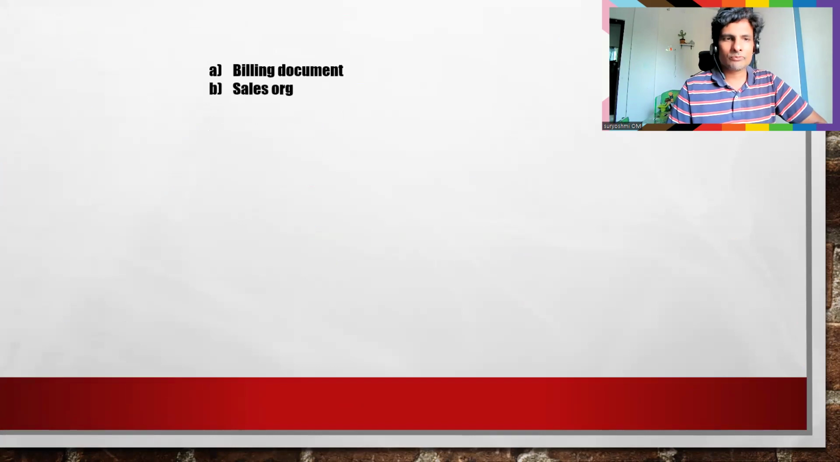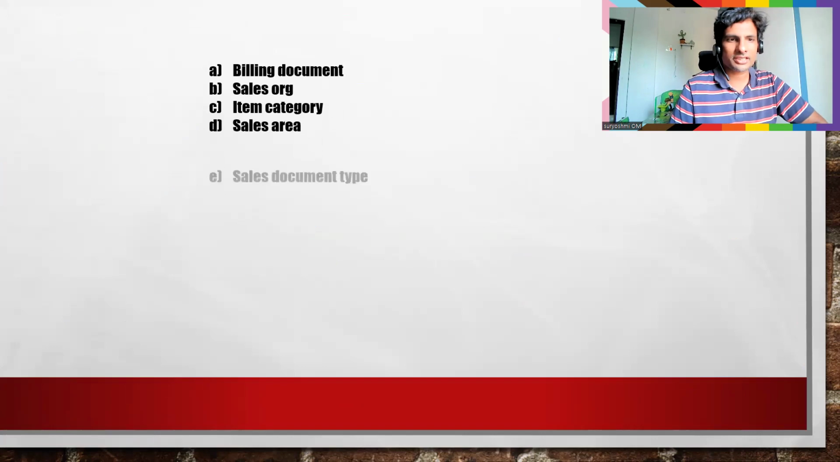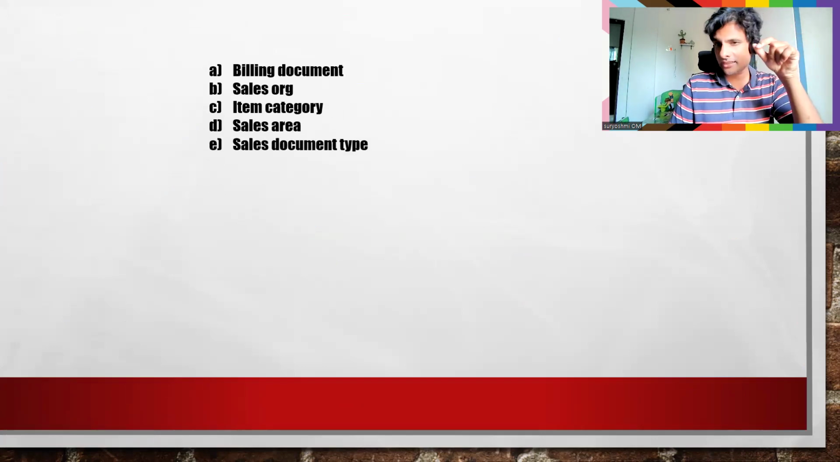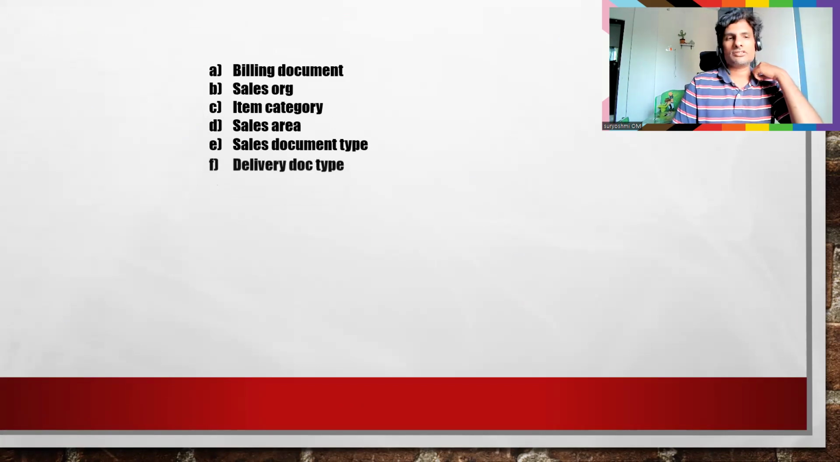So item category, no chance. Sales area, no relation. Sales document type, this is the place where you are going to assign your order related billing or order related invoice document, or delivery related invoice document type, which will specifically be assigned in the header configuration of the sales document type. E is the correct answer.